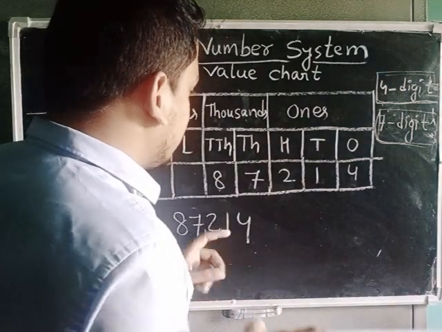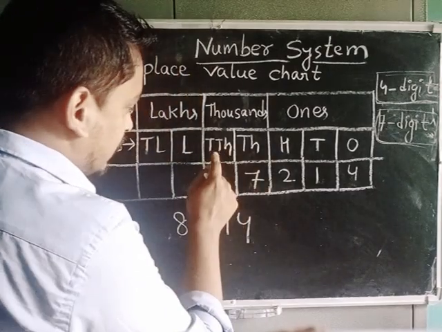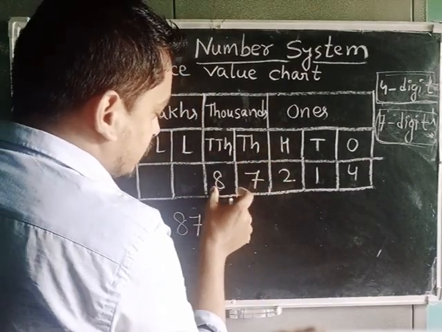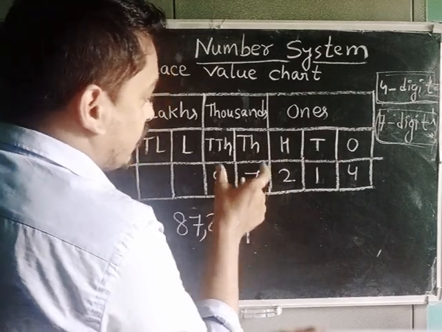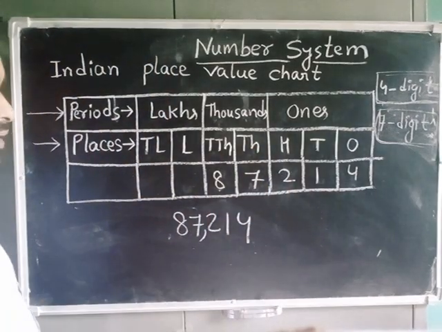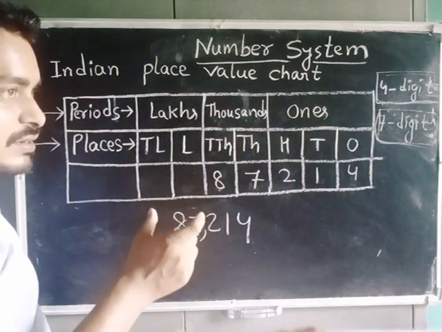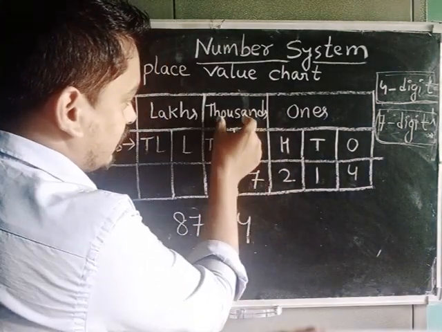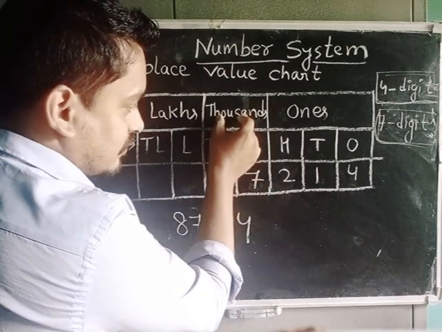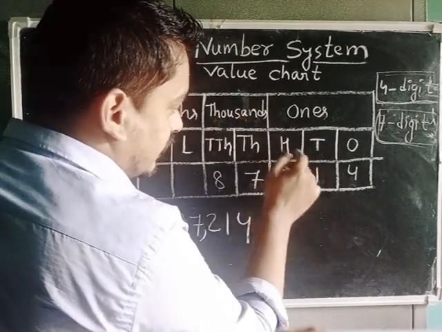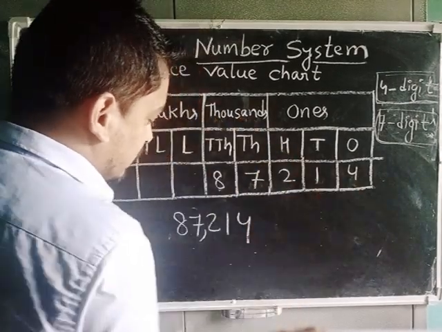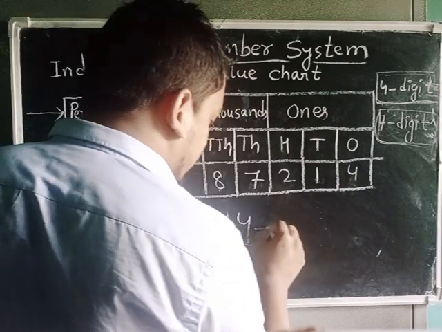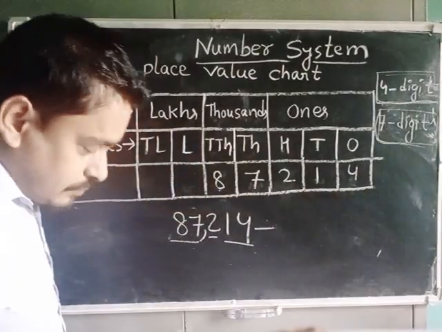So let us read the number. You see, in the ten thousands place it is 8, and in the thousands place it is 7. So it is 87. One period should be read together. Understand? So 87 what we can say? 87,000. Then after that, 214. So this number is 87,214. Understand?